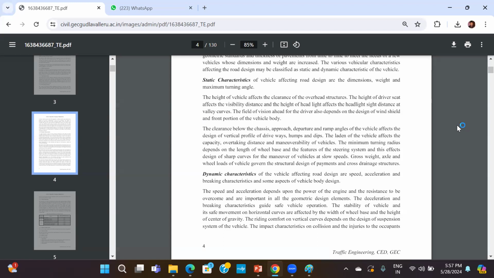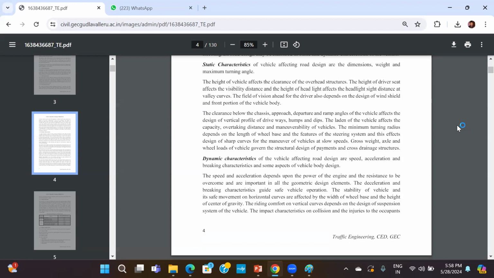So these all depend on the road user. So how much he has to accelerate, and the braking characteristics of a vehicle also change. So based on the braking characteristics, the sight distance will vary. So the stability of the vehicle and safe movement on horizontal curves are affected by the width of the wheelbase and height of the center of gravity. So while taking a curve in the horizontal, it mainly depends upon the dimensions of the vehicles.